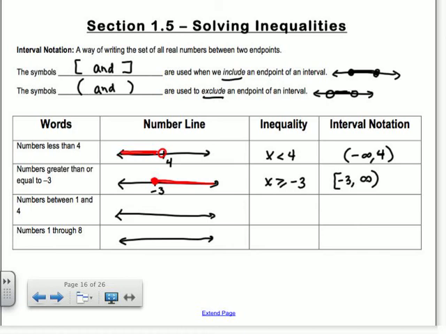All right, numbers between 1 and 4. So put 1 and 4 on your number line. When it says between, that's a little weird. Usually if I'll put between on the test, I'll say between 1 and 4 not including the endpoints, or between 1 and 4 including the endpoints, so you know. But if it's just between 1 and 4, I would say that you do not include the endpoints. So we're going to do open circles on those.